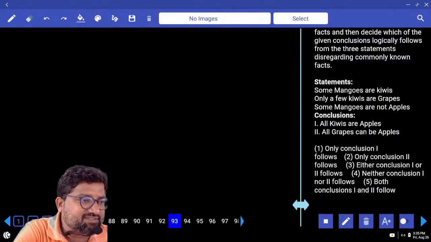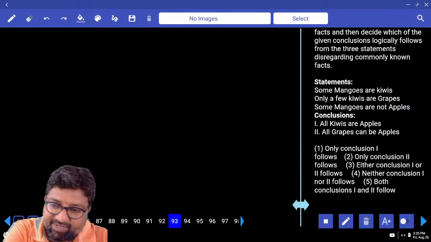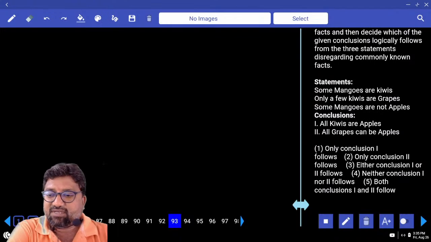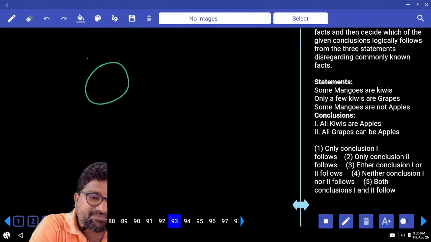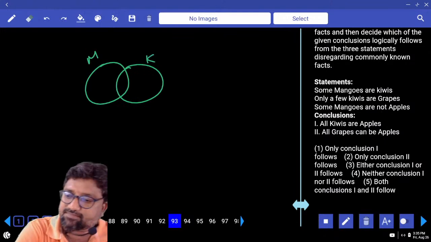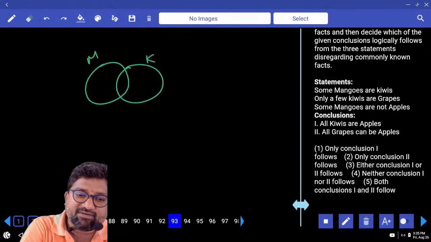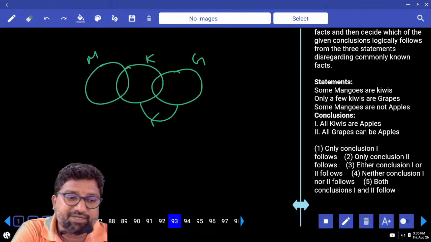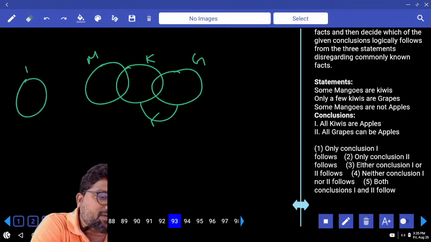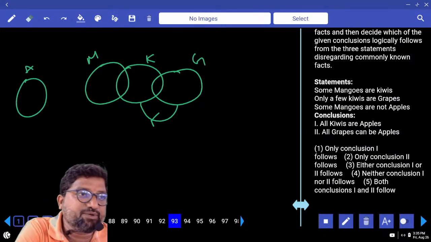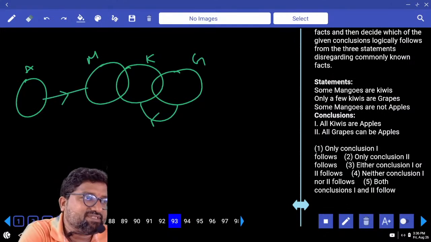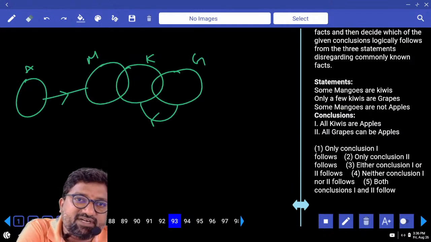Some of the easier ones you can anyway do yourselves. A couple of questions have been left by me here. What is question 93? This is a question based on syllogisms. Some mangoes are kiwis. Only a few kiwis are grapes. Arrow mark from B to A. Some mangoes are not apples. What is B? Apple. Some mangoes are not apples.